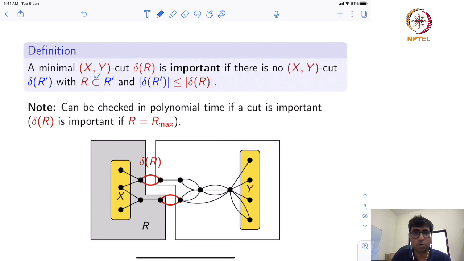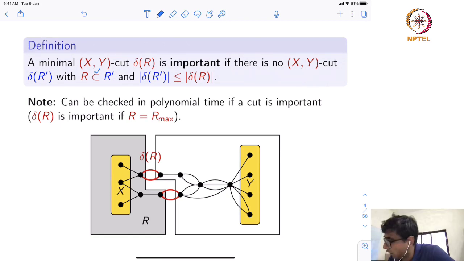Then we defined this notion of important cut. And what was an important cut? A cut was important if there was no other cut which dominated it. What do I mean by this? A minimal XY cut is important if I cannot find another XY cut R prime with the property that it covers more vertices than R, and the number of edges leaving R prime is less than or equal to the number of edges leaving R. For example, look at this cut R. Is it an important cut? And we also showed that we can test whether a particular cut is important or not in polynomial time.